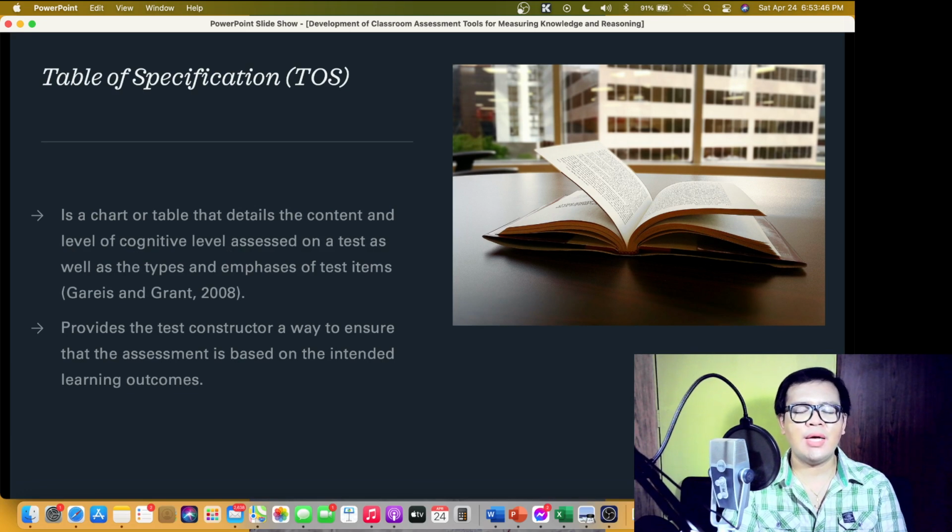Talking about the TOS or table of specification, Garrison Grant of 2008 mentioned that this is a kind of chart or table that details the content and cognitive level assessed on a test, as well as the type of emphasis of test items. It also provides the test constructor a way to ensure that the assessment is based on the intended learning outcome. The intended learning outcome should be part of whatever needs to be targeted. It's very important that this be specified and well cascaded as to the validity, reliability, and fairness of the specific exam.